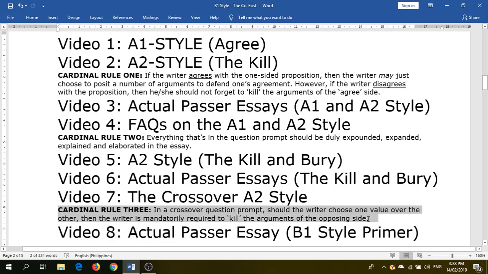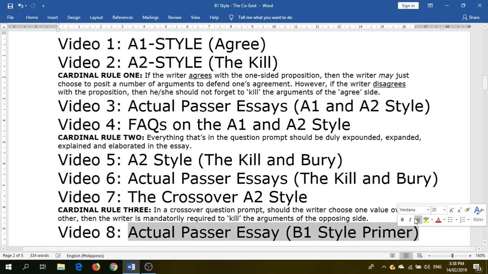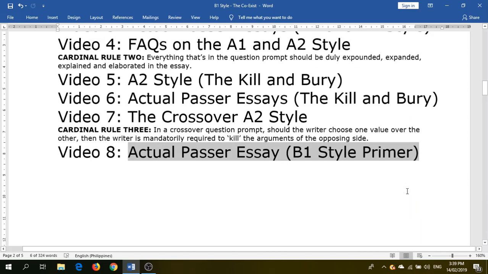So that being said, if there are two sides of an issue and you happen to choose one over the other, then please don't forget to mention the arguments of the opposing side and then kill it afterwards. And video number 8 now, of course, sample the actual passer essay using the B1 style, which is a crossover style, and this is really the introduction to the B styles, which is what we will be talking about today.